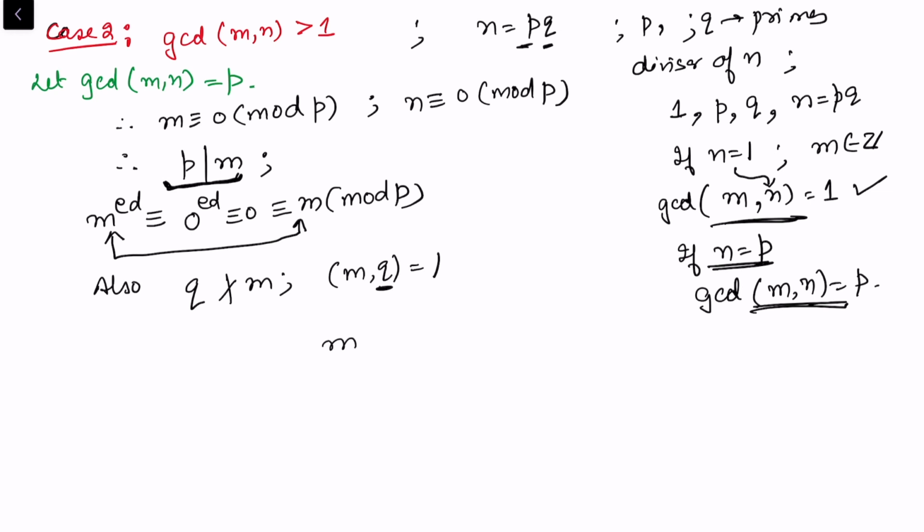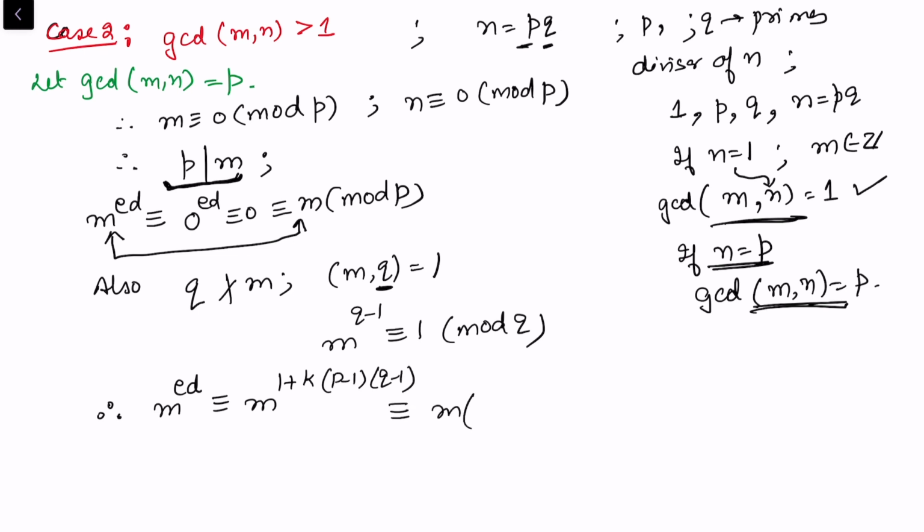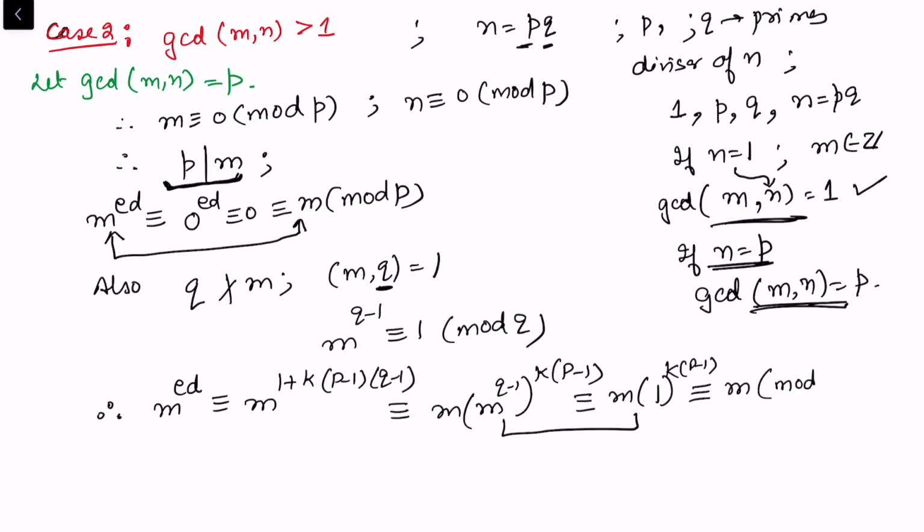So we'll say m to the power q minus 1 is congruent to 1 mod q. We again want to verify what m to the power ed is. This is congruent to m to the power 1 plus k times (p minus 1)(q minus 1), which is congruent to m times m to the power q minus 1, raised to power k(p minus 1). And because this is congruent to 1, this is 1 raised to power k times (p minus 1). Similar math will follow as we just did. We will see that even in this case, m raised to power ed is congruent to m with respect to mod q. Earlier we showed this with respect to mod p.